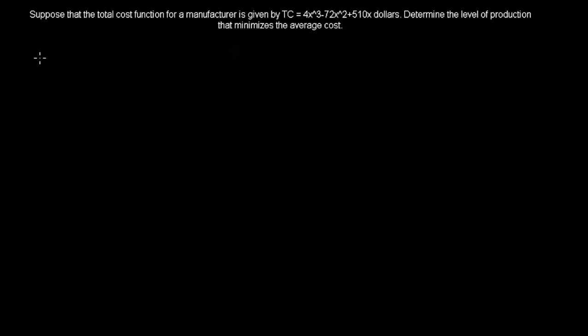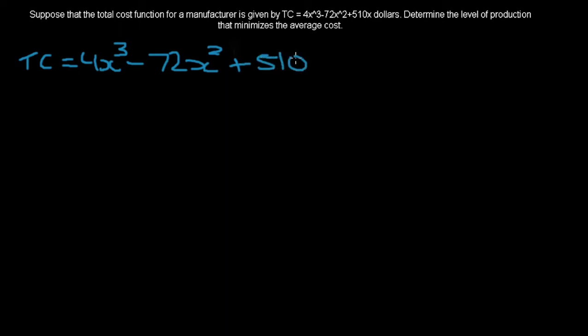Alright, so the first problem is this. Suppose that the total cost function for a manufacturer is given by total cost is equal to 4x cubed minus 72x squared plus $510x. And it asks us to determine the level of production that minimizes the average cost. So the level of production, or the quantity of units, or the number of things that we're selling, is x in this question. And it asks us to find average cost.